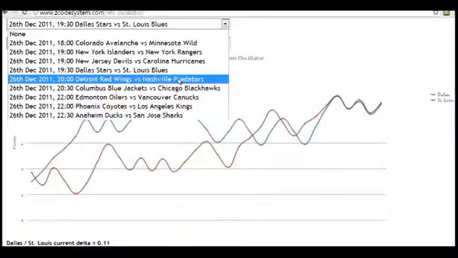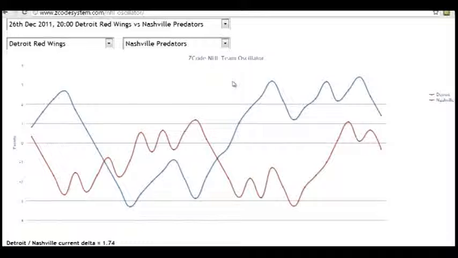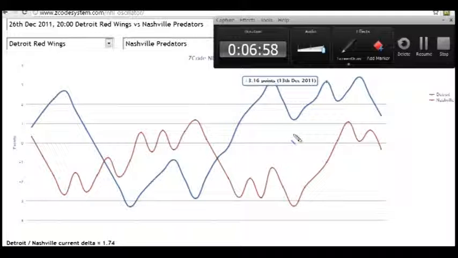The next game is the Detroit Red Wings versus the Nashville Predators. Okay, Detroit, as you can see, is the blue line, and Nashville is the red one. As far as I can see, this is a clear signal that Detroit is by far going to win this game. You can see that Detroit is on the support line, which means it's time for them to bounce back from the support line.